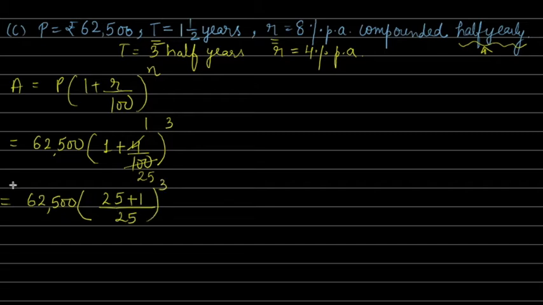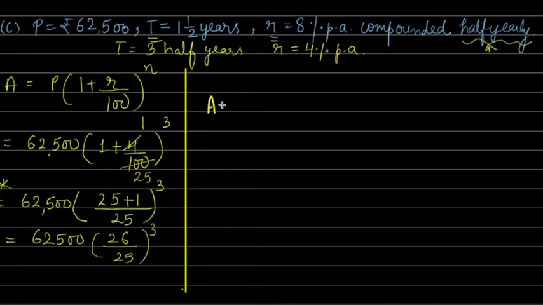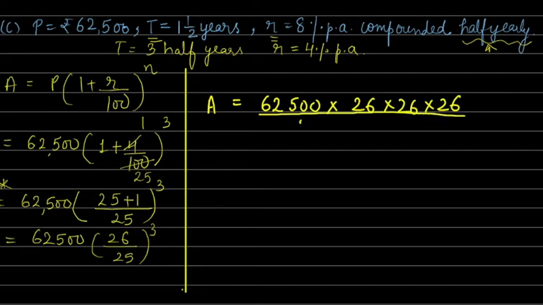This step is important. I have seen many students making errors in this particular step. So make sure that you take the LCM. Now this is 62,500 (26/25)^3. Right, now again we will expand the bracket and simplify it. So the amount will be equal to 62,500 into 26 into 26 into 26, upon you have to expand 25 into 25 into 25.